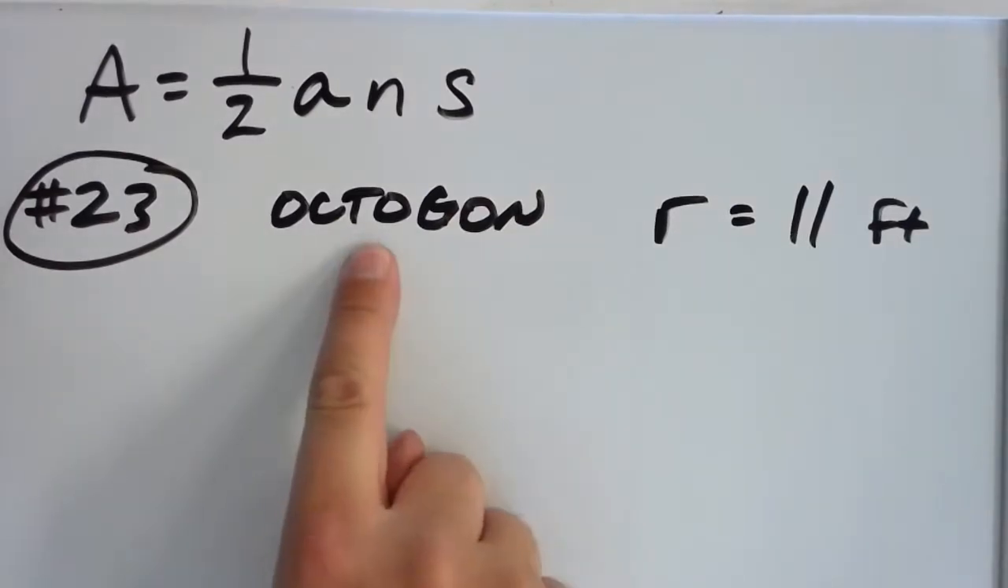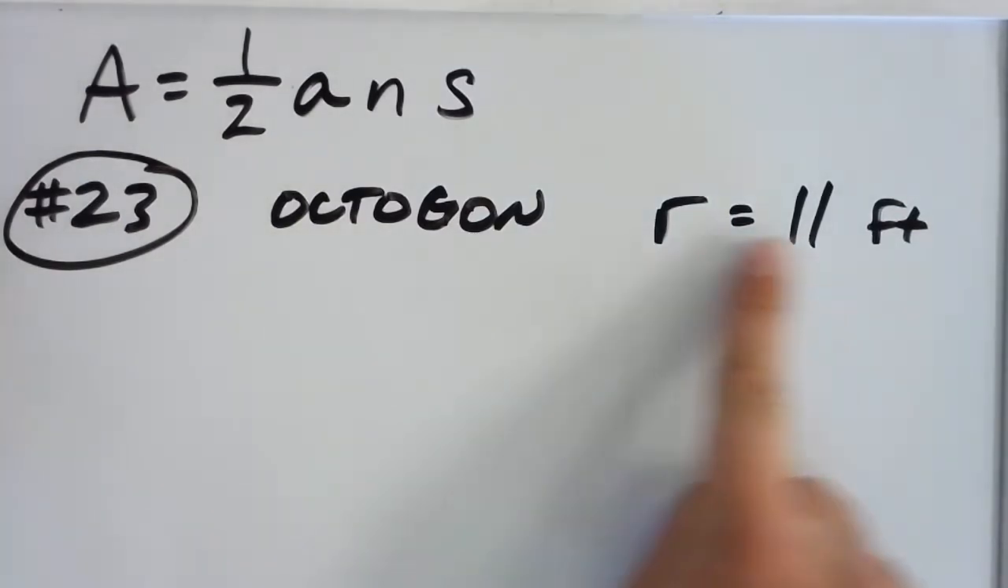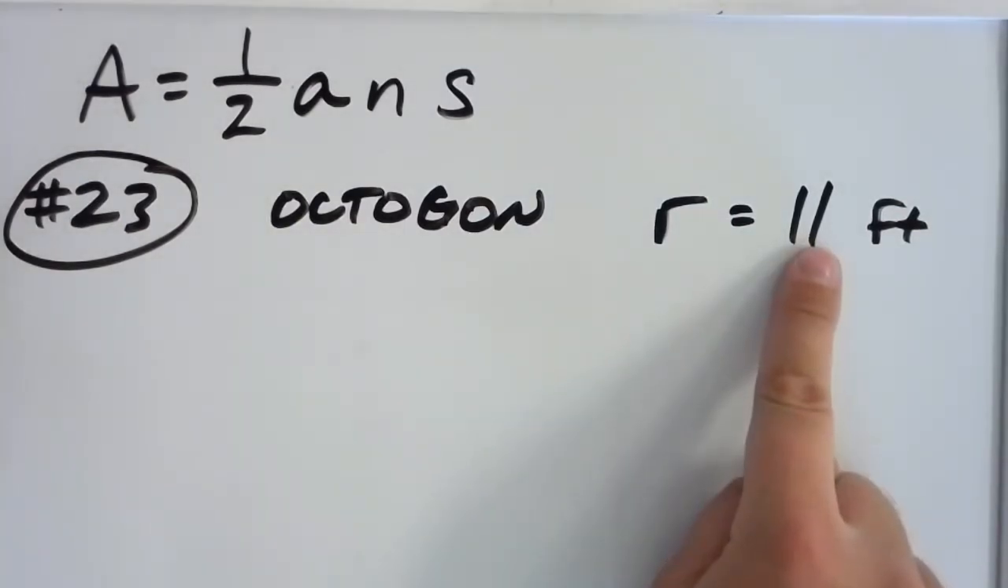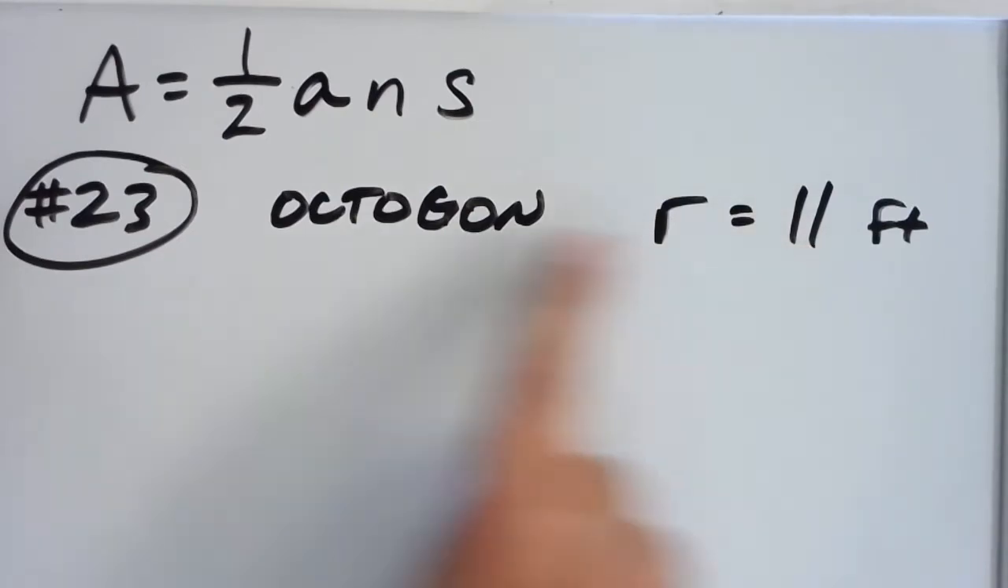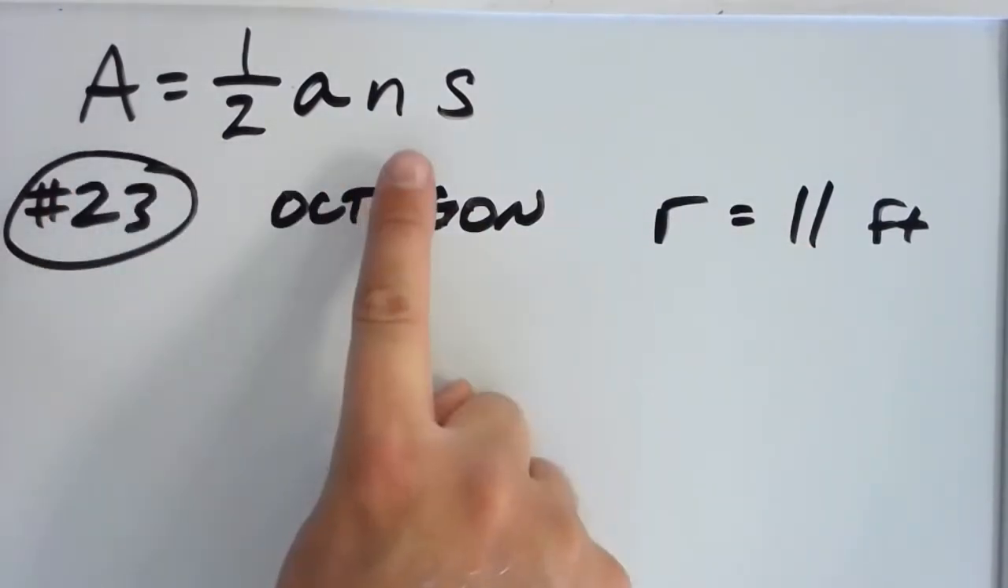Number 1, we are dealing with an octagon. Number 2, the radius of that octagon, or the distance from the middle of it to one of its corners, is 11 feet. And that's it. That's what we're told. So based on that information, we're going to have to find the area using this formula.